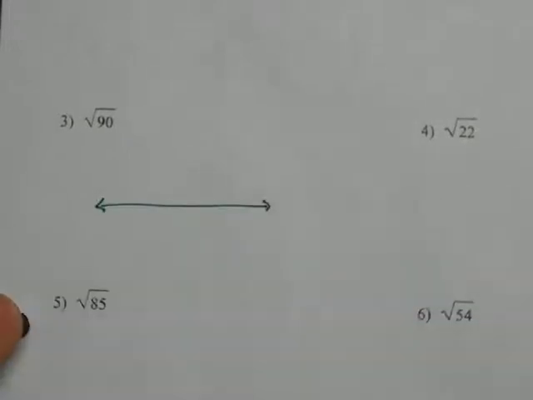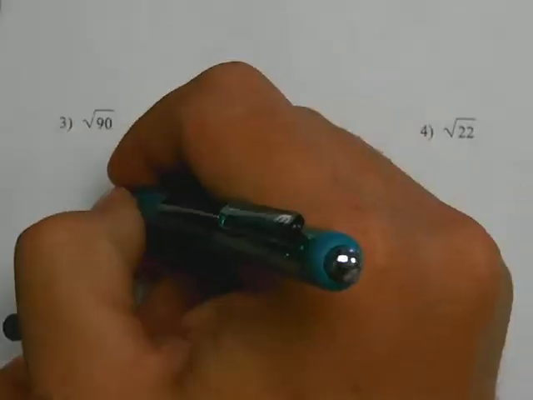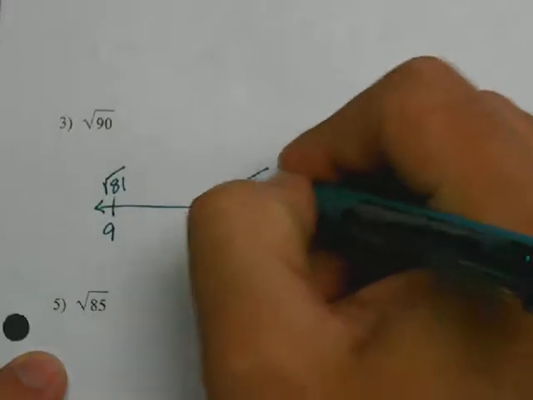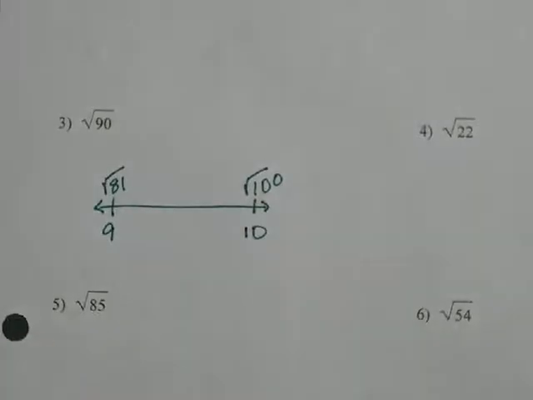After we draw a number line, we're going to ask ourselves this question. What are the square roots that are greater than and less than the square root of 90? So what are the perfect square roots? Remember that 1, 4, 9, 16, 25, 36, 49, 64, 81, 100. So the perfect square root that is less than the square root of 90 would be the square root of 81. So we got the square root of 81, which is 9, and we have the square root of 100, which is 10.